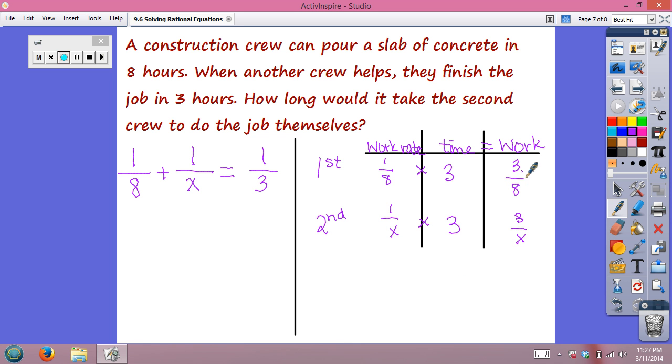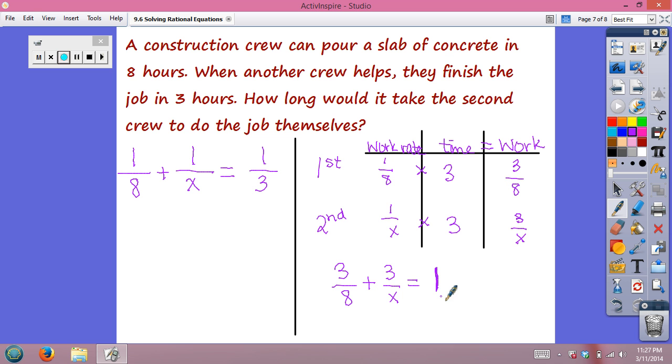So what we do then is we combine the two work to get one job. 3 over 8 plus 3 over x equals 1. Now in both equations, notice one job, if I'll back up for a second, equals 1 because they're doing one job, and these are their rates.